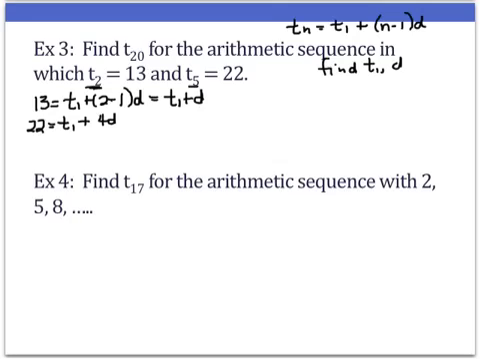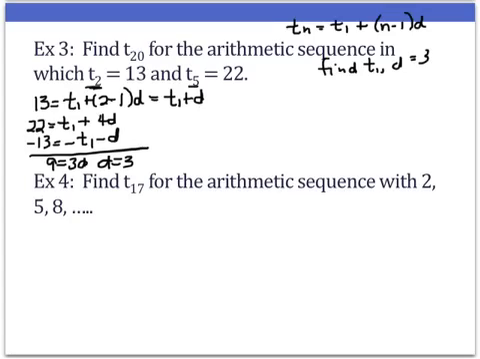Now, I can actually add these together to solve for my difference. So I'm going to change the sign on my top equation, make that negative 13, negative t1 minus d, and add those together. And this gives me 9 equals 3d. So my difference is 3. So that's what we need. That's one of them.